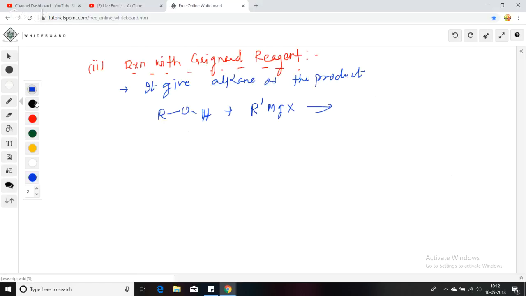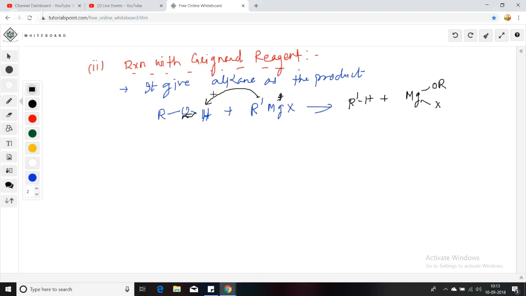As we know, in Grignard reagent this alkyl group has some negative charge and this part has positive charge on it. So this negative charge comes over the hydrogen of this alcohol, and this goes with this oxygen here. The product we get is R dash H as the alkane, plus this Mg plus combines with this OR, so we get Mg OR and X here. This is a very common pattern of Grignard reagent reactions.